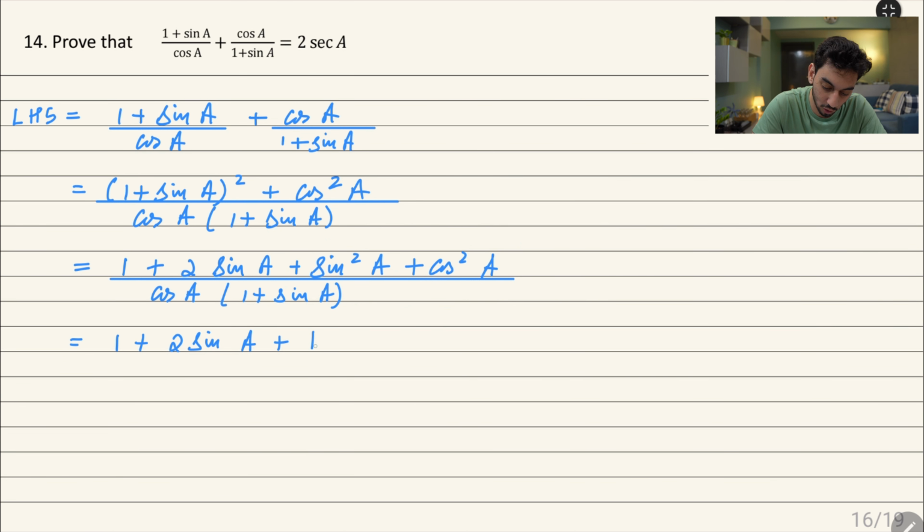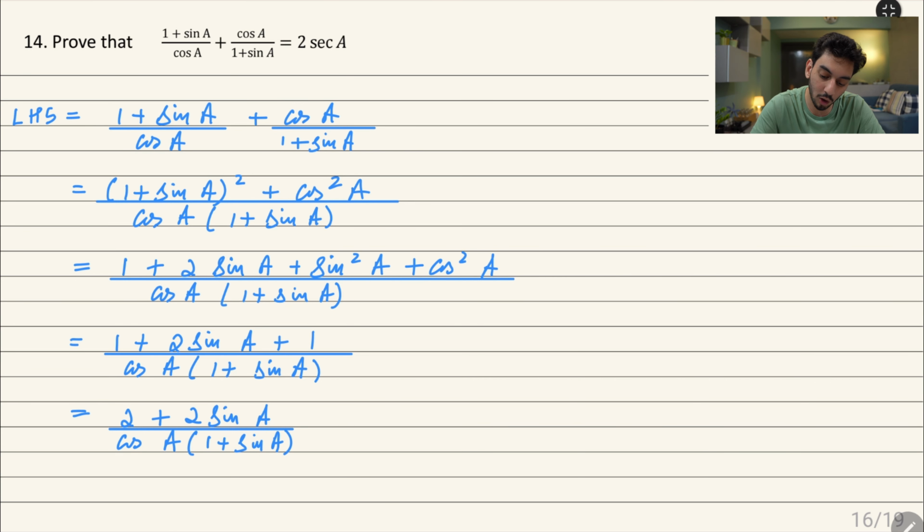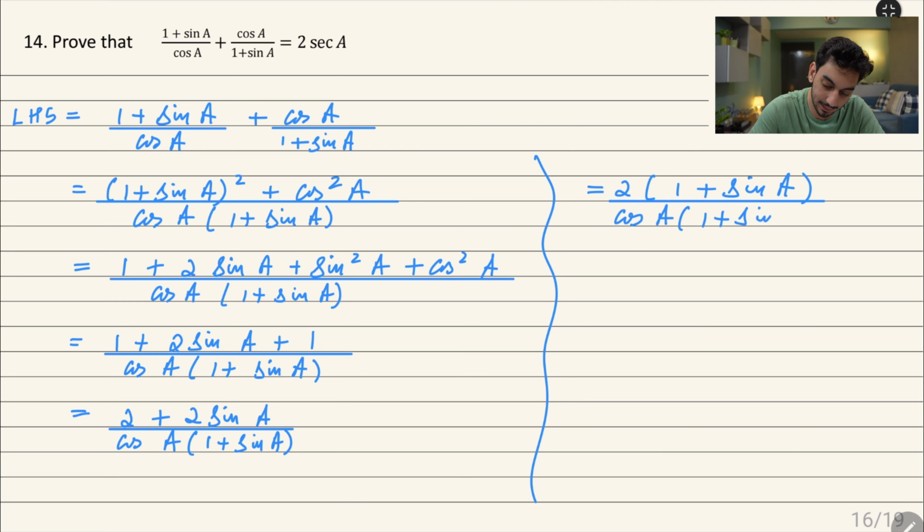Now in the numerator, the first and the last one, they both become 2 plus the 2 sin A. Now I know at least half of you watching this would just say 2 plus 2 is 4, but it's not 4. You need to follow the BODMAS rule, obviously. Okay, so cos A times 1 plus sin A. Okay, what do I do? In the numerator, I can factor out a 2 and it becomes 1 plus sin A. Like both the terms gave away the 2's. In the denominator, I'm still left with the cos A times 1 plus sin A.